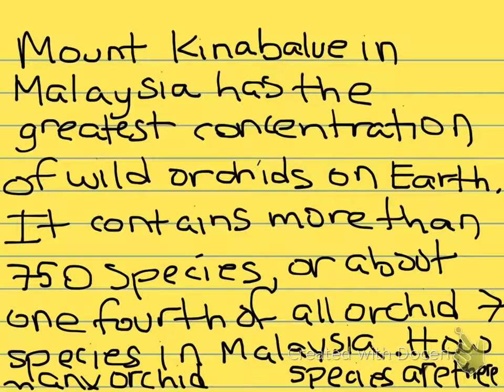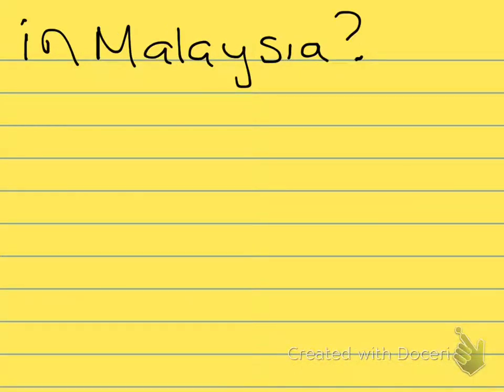So the first thing we need to do is figure out our total. And our total is going to be 750 species. And it says it contains more than 750 species, which is going to give us our inequality symbol. So more than represents greater than. So we're going to say greater than 750 if we're setting this up as an inequality.